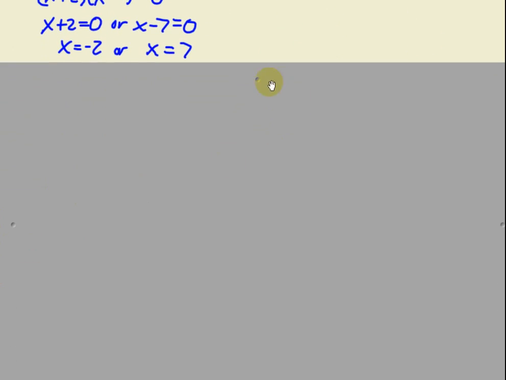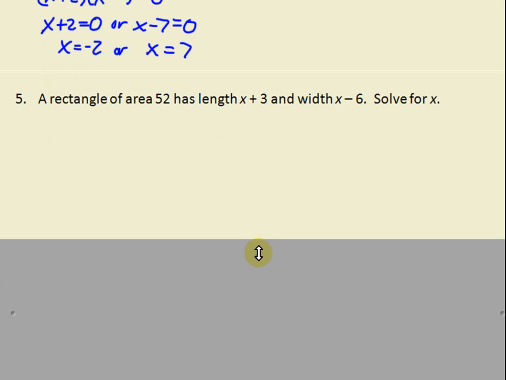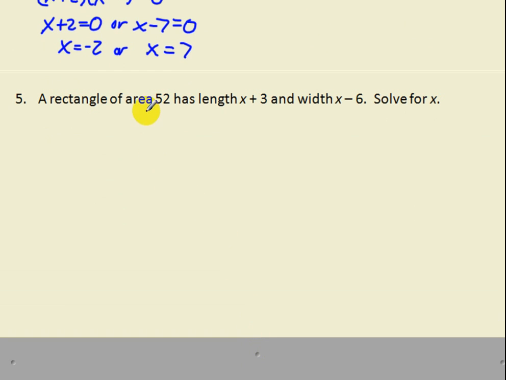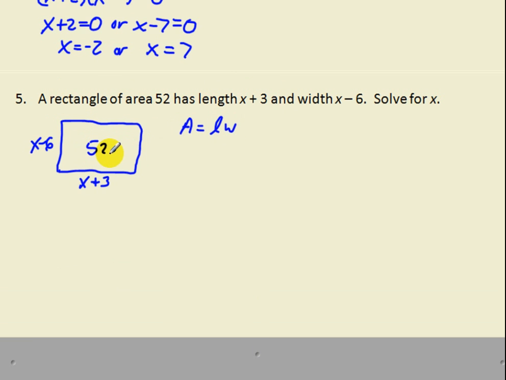Right. Finally, in number 5, we want to look at a word problem. So here we have a rectangle of area 52, has length x + 3 and width x - 6. If you want, you can set up a rectangle here, and we're trying to solve for x. So we have a length of x + 3, a width of x - 6, and in case you had forgotten, to get the area of a rectangle, you take length times width. So we get an area of 52.